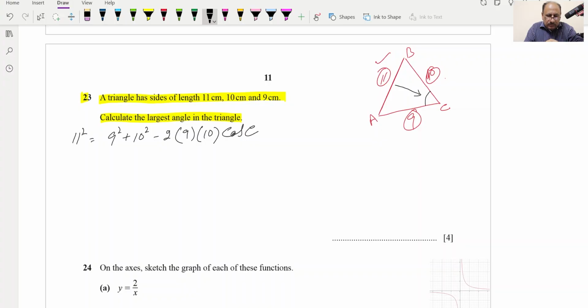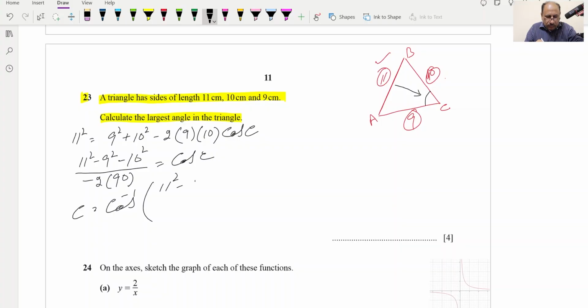Now we can simplify this. So (11 squared minus 9 squared minus 10 squared) divided by minus 2 into 90, since 10 into 9 will be 90, is equal to cos C. So C is equal to cos inverse of this whole thing. I'm not calculating directly, we will calculate in one go over here.